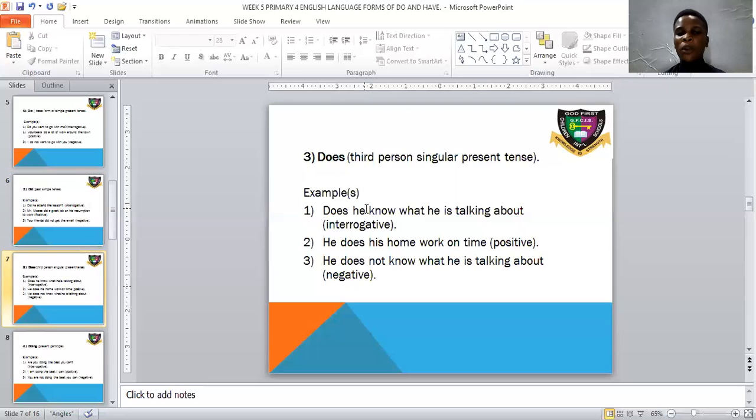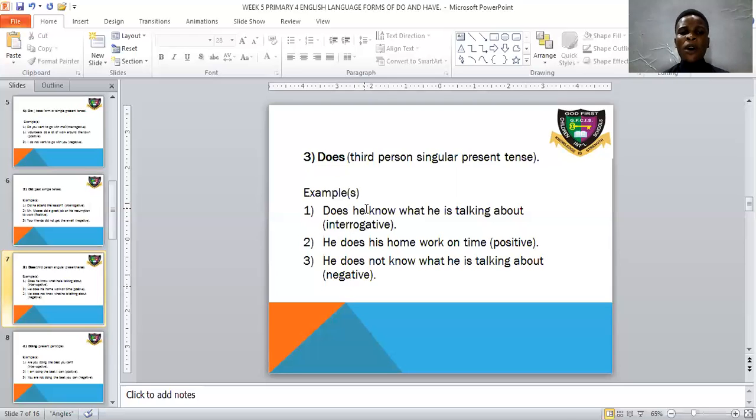Now, look at the second example. It says, he does his homework on time. You are still referring to that third person singular, isn't it? The person is not present with you, but you are referring to him, isn't it? So you are referring to the person by saying he does his homework on time. He's always doing his homework whenever he's given any work to do, isn't it?